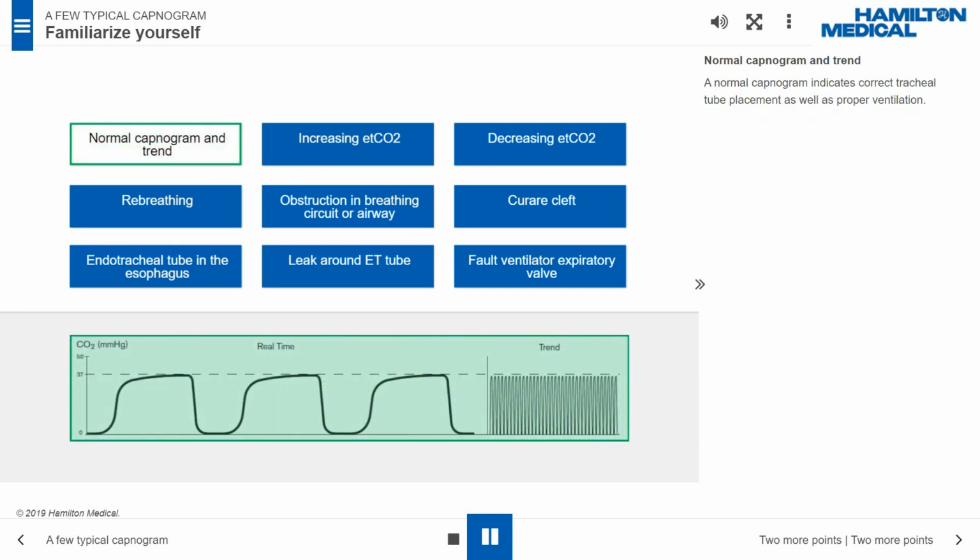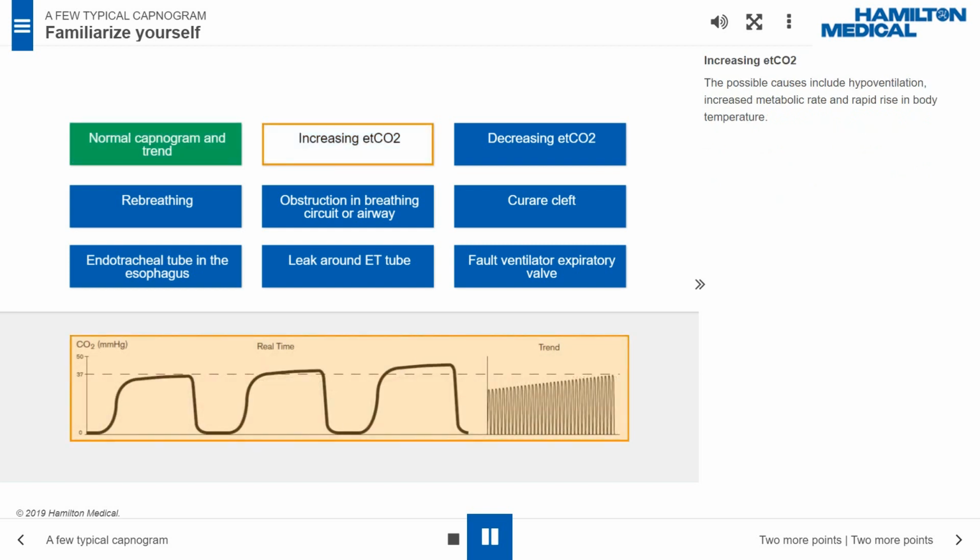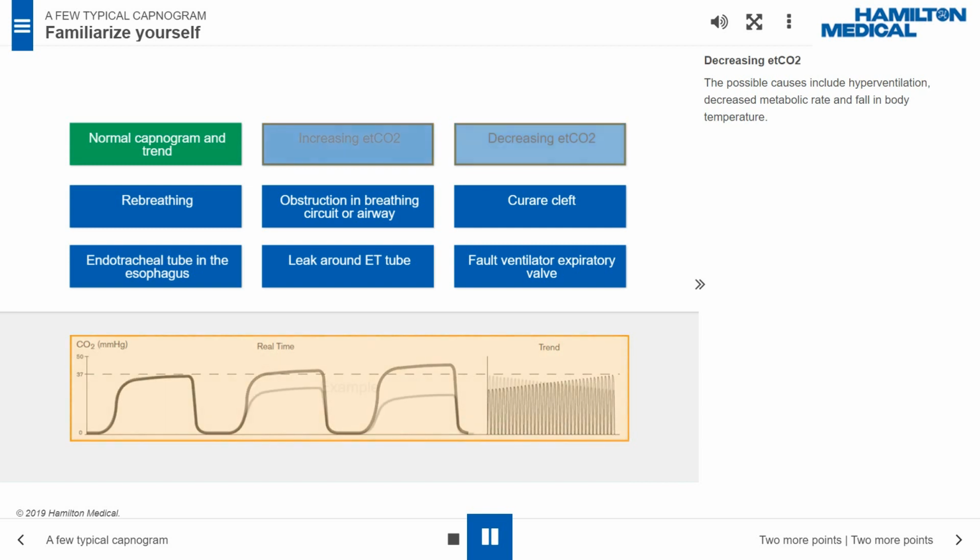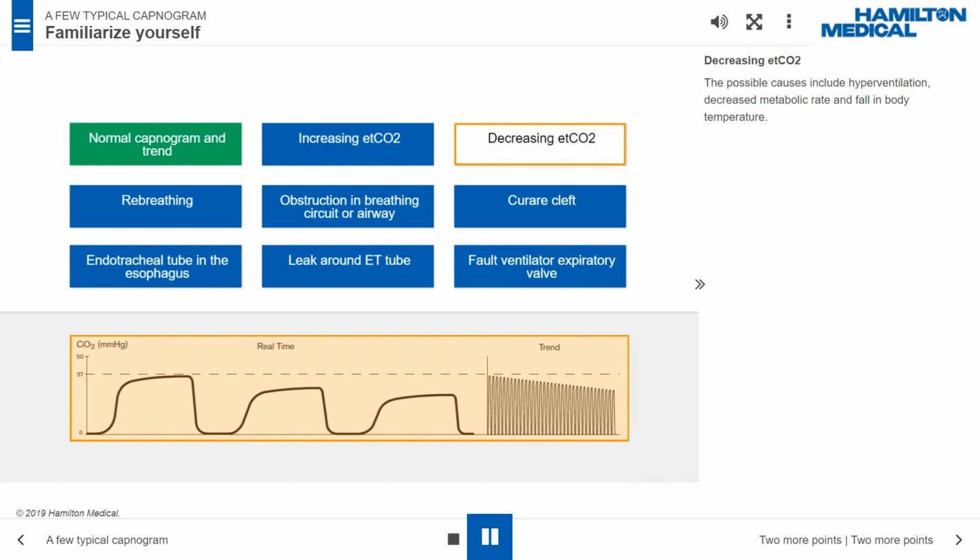Normal capnogram and trend. A normal capnogram indicates correct tracheal tube placement as well as proper ventilation. Increasing EtCO2. The possible causes include hypoventilation, increased metabolic rate and rapid rise in body temperature. Decreasing EtCO2. The possible causes include hyperventilation, decreased metabolic rate and fall in body temperature.